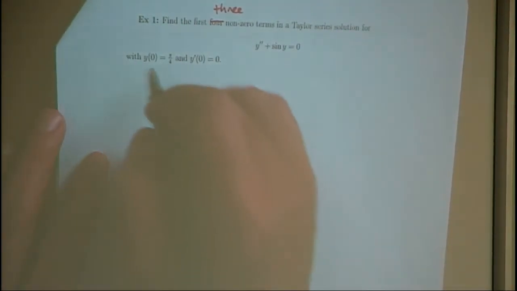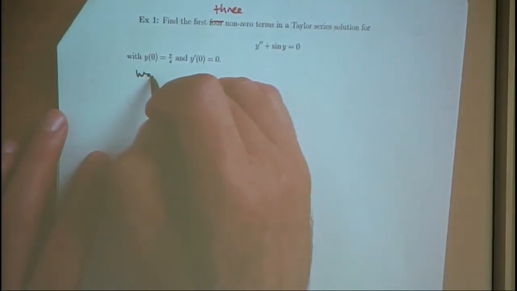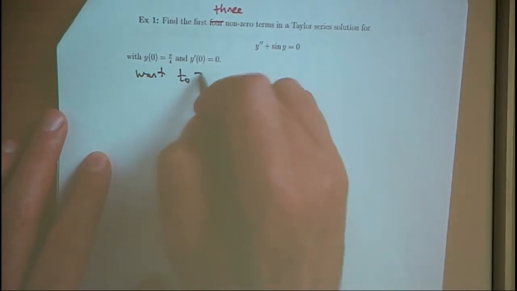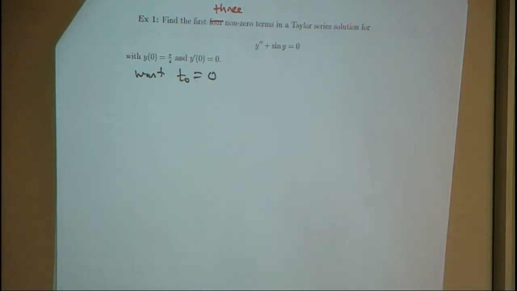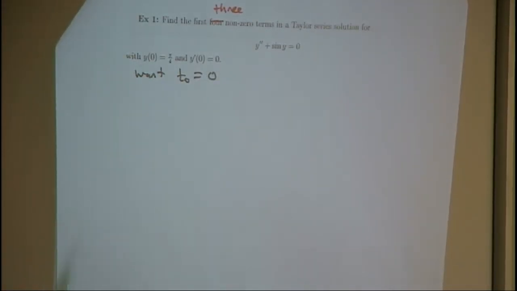First off, we want our center to be 0. So we're looking for a Maclaurin series. Now that's pretty much indicated by the differential equation initial conditions, because our initial conditions are specified at 0. We always want our center to coincide with whatever initial conditions we have. So in this case, our t0 is going to be 0. So we're looking for a Maclaurin series.